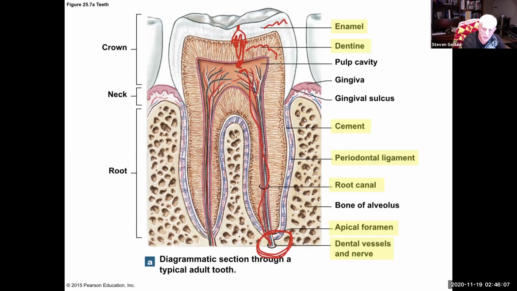Okay. Then the cementum lines the root. This is the layer on the outside here that lines the root of the tooth. You see the periodontal ligament, these fibers that hold the tooth in place. So the tooth is not connected directly to bone. It's not fused to bone. If it was, you couldn't move it with braces. You've got to have some leeway or some give for orthodontics to work.